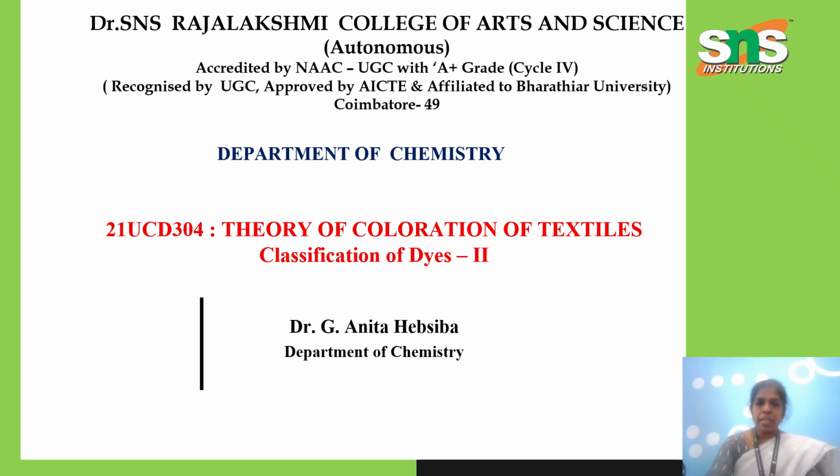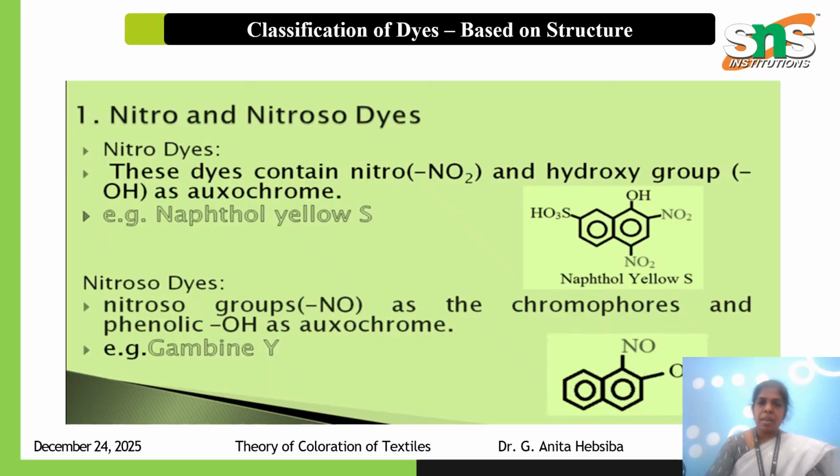We have been discussing the different terminologies in dyes and the classification of dyes in this lecture series. Dyes can be classified based on their source, structure and also application. In this video, we will be discussing the classification of dyes based on their structure. Based on the structure, dyes are classified into nitro dyes, nitroso dyes, azo dyes, anthraquinone dyes, indigoid dyes, etc.